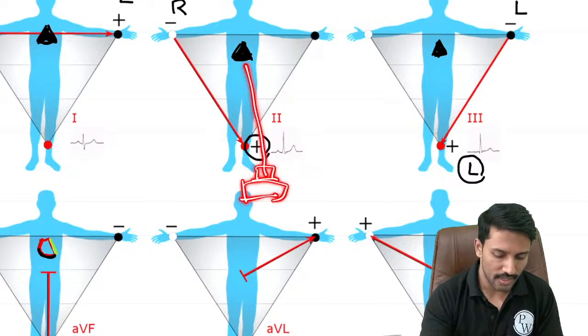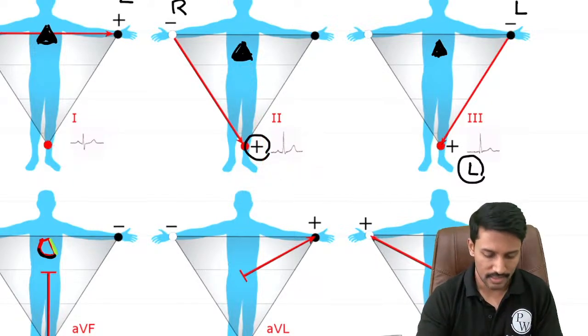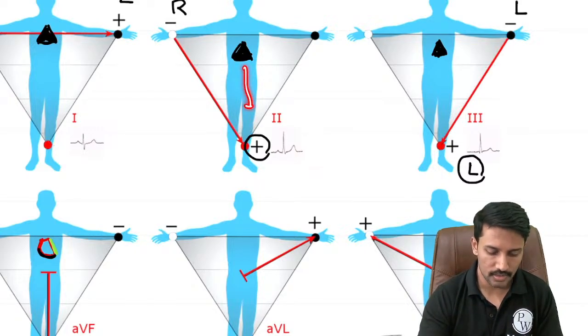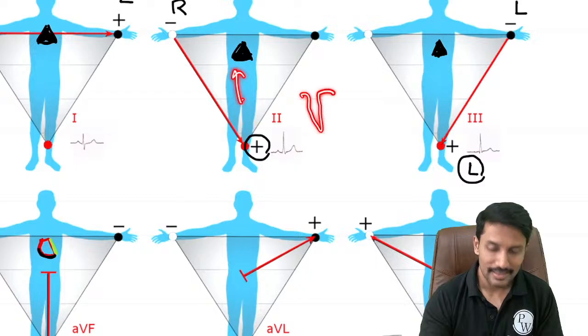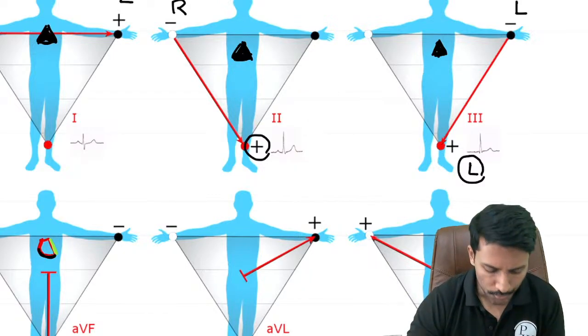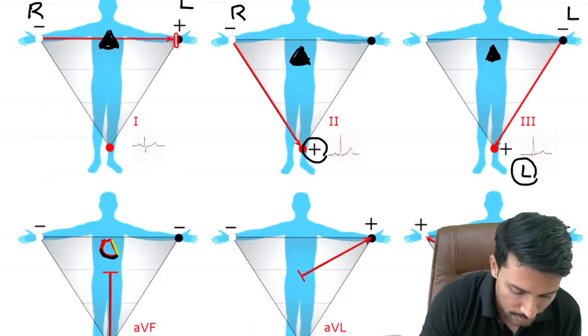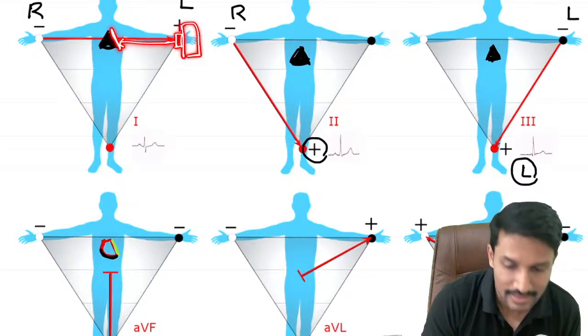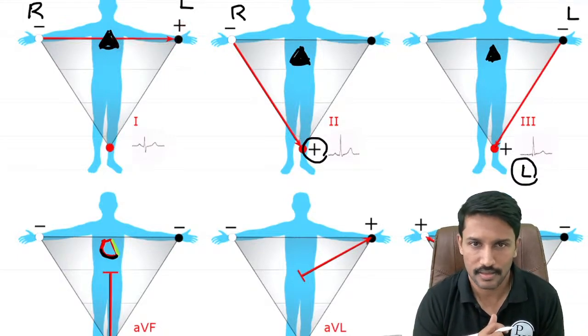So we are trying to look at the heart from this direction, whether the electrical impulse is coming towards it or it is going away. If it is coming towards it, I will get a positive deflection. If it is going away from it, I will get a negative deflection. Okay, so now you should tell me, lead 1, the camera is placed here. So in what direction is it looking? It is looking at the lateral side of the heart, right?